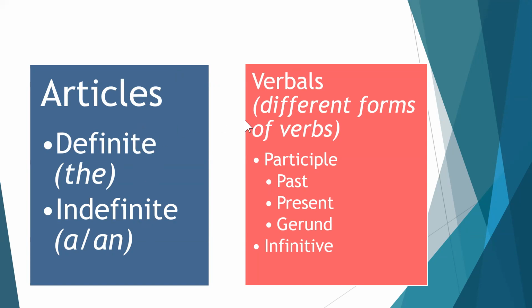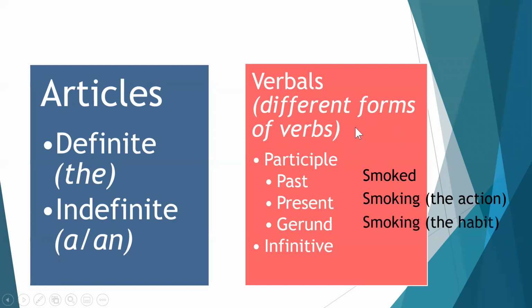Verbals are basically different ways that you can change a verb to make it mean something different. And it's simple. Let's say I take the example of smoking cigarettes. You can use the past tense, I smoked. You can make it the present tense, I am smoking. You could make it a gerund, which is when you add on ing.